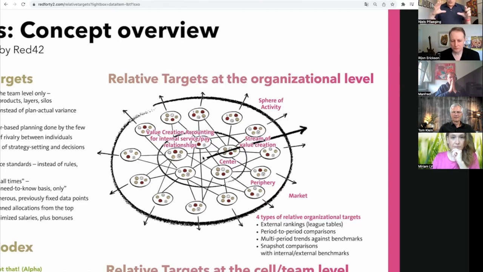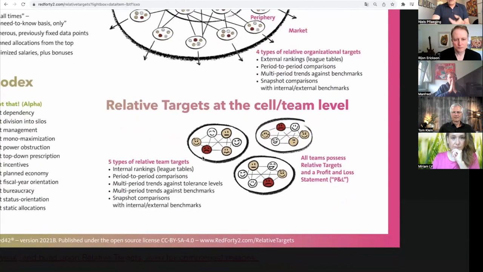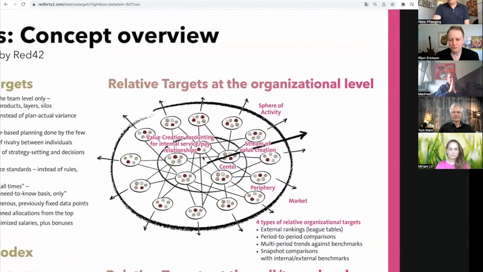So the whole performance is made up of the individual cells, three of which you can see here at the bottom. In a way, relative targets don't have this breakdown logic that you usually see in pyramid org charts, where you break down performance and roll out and break down all the time. Here the idea is if all the cells of the periphery perform well, the whole will perform well.